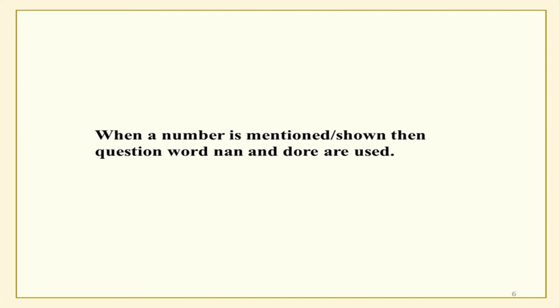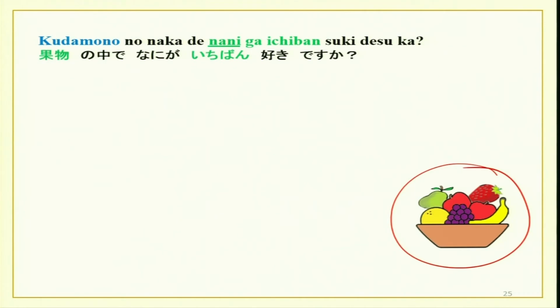You can understand it better when you look at the example. Now you see that this is a small basket of fruits or a bowl of fruits. So there is a certain number of fruits at a place. So what are you going to say? Well, kudamono no naka de nani ga ichiban suki desu ka? So in this case, it is the group of fruits in general, isn't it? We are just talking about fruits as a whole, as a group. So kudamono no naka de nani ga ichiban suki desu ka?